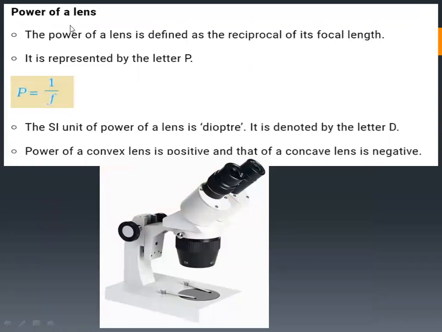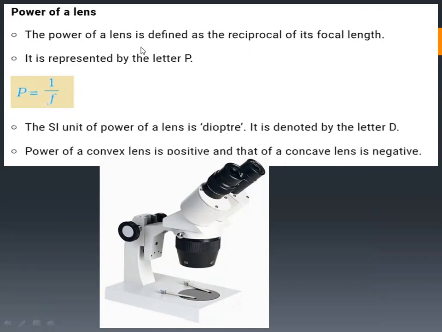Okay. So the power of the lens is defined as, you can see the formula, P is equal to 1 by F. That is, the reciprocal of the focal length is considered as the value of power. Understand that this focal length is taken in meters. This focal length is taken in meters. Keep this in mind always.